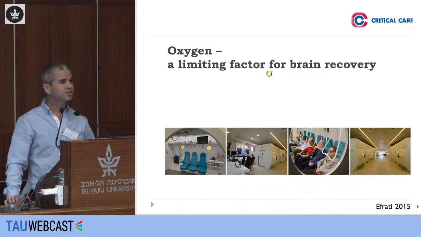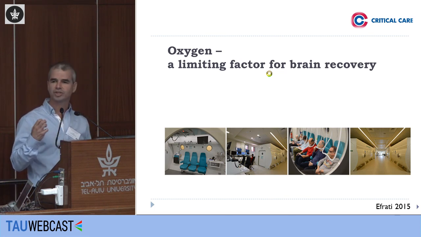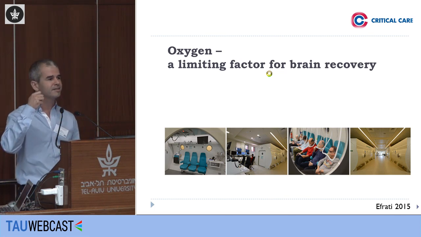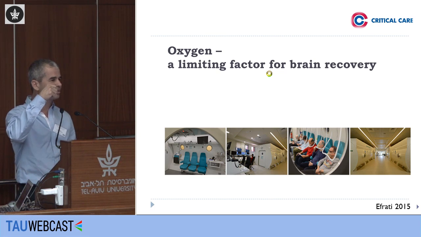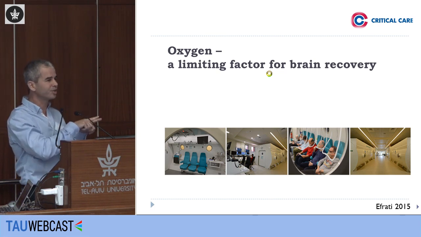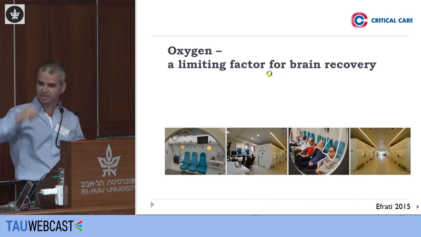One of the major things that we proved is that oxygen is indeed a rate-limiting factor for brain recovery. And the first proof for that is coming from patients that have severe traumatic brain injury. Why is that? Because in patients with severe traumatic brain injury, we have the license to be in direct contact with the brain. You know that we are inserting different catheters.